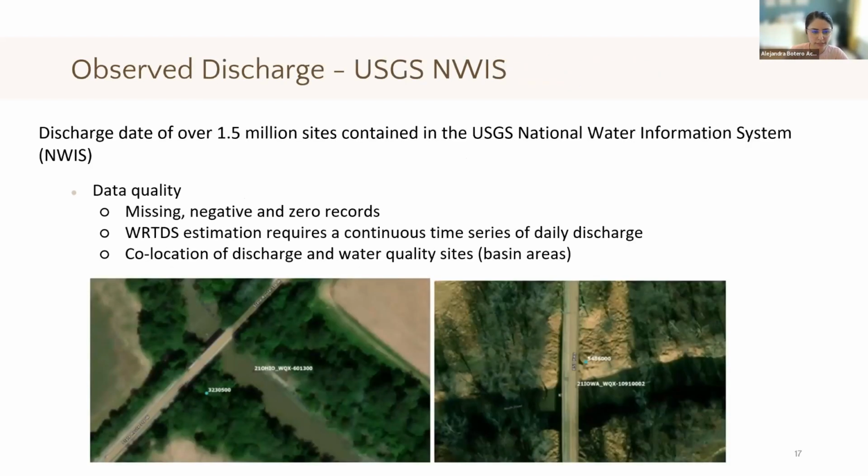And for the stream flow, we use the USGS's National Water Information System that holds data for over 1.5 million sites across the US.